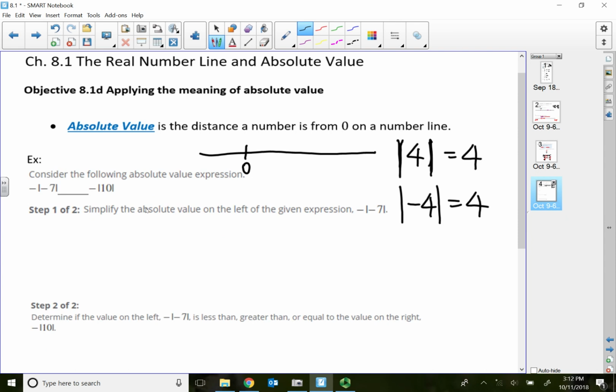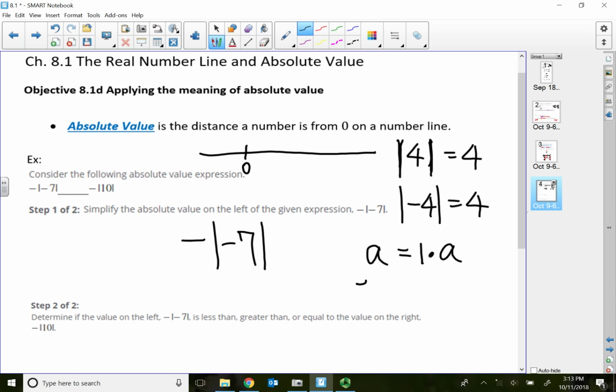All right, simplify the absolute value on the left of the given expression, which is negative absolute value of -7. So let me begin to show y'all this real quick. Before I do this problem, I would like you to think back on something called the identity property. Identity property for multiplication: for any real number a, it is always 1 times itself.